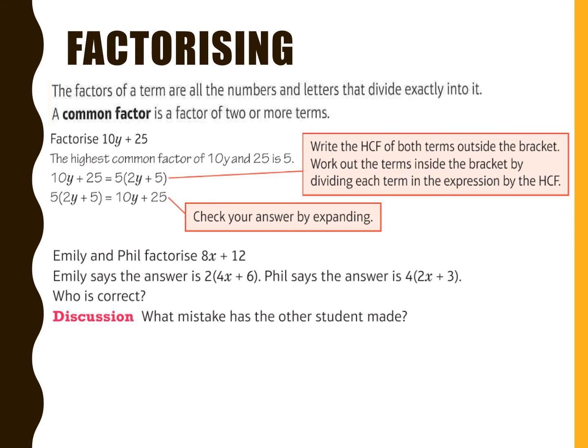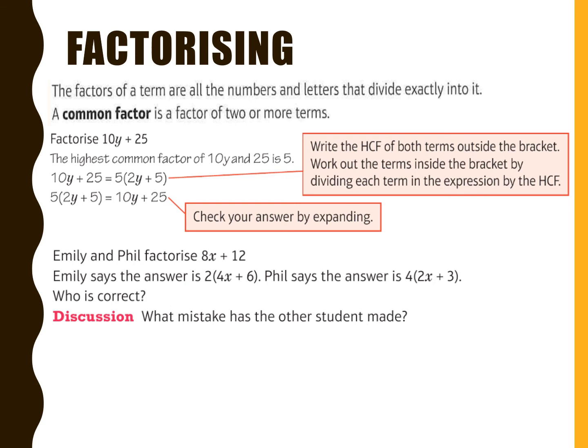Emily and Phil factorize 8x plus 12. Emily says the answer is 2 in brackets 4x plus 6. Phil says the answer is 4 in brackets 2x plus 3. Who is correct and what mistake has the other student made? So this is a reasoning question. I want you to pause the video and see what reasoning explanation you would come up with, and compare it with what I will say next.